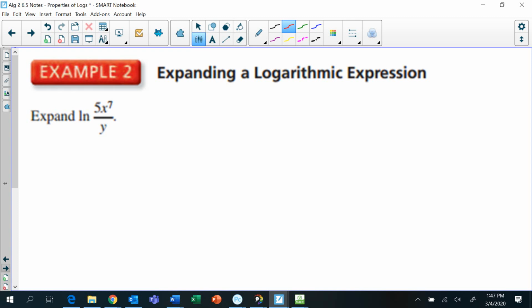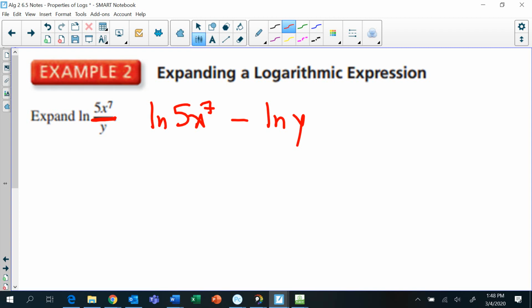So what do I have going on here? We're going to expand this. We've got multiple things happening. We're going to start with the division. And when we have division, we're going to separate into separate logs with what operation? Subtraction. So my first thing I'm going to write is ln 5x to the 7th subtract ln y. So when you separate those, the ln goes with both of them. We're expanding it, everybody gets an ln.